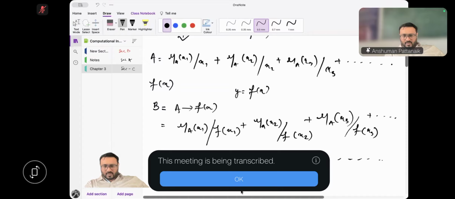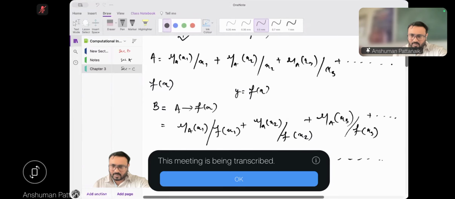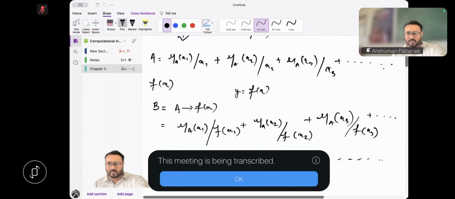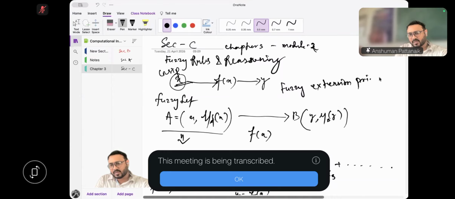Along with this, one more formula is there. We'll talk about that formula. But this method, what we did here, we represent B in terms of A. This method is known as the fuzzy extension principle, or you can say rule. It means I am extending A towards B using the help of f of x.